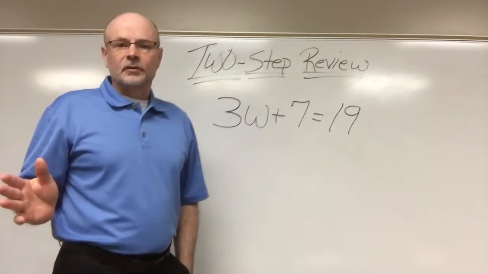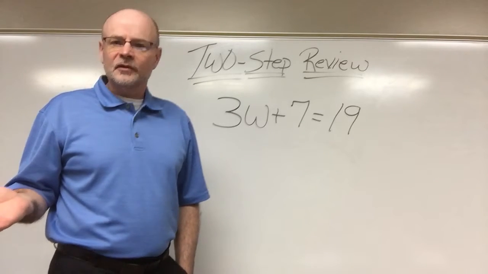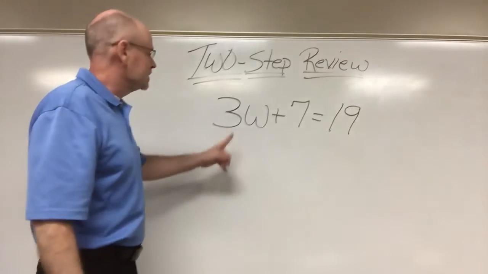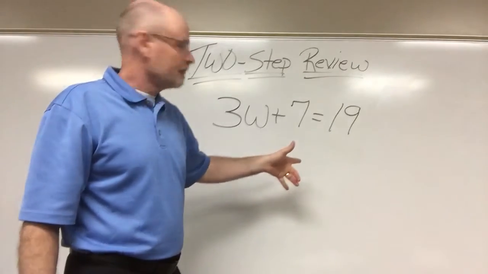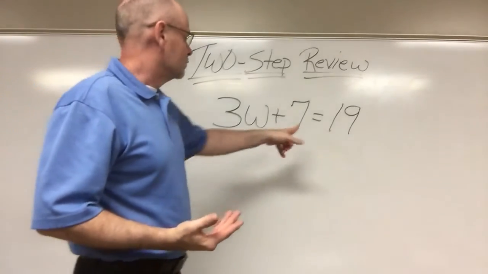So let's just take a minute to do a little review on a two-step equation, like how to solve it. So let's look at this problem up here on the board. I have 3w plus 7 equals 19. So let's look at this a minute. We have an equal sign.